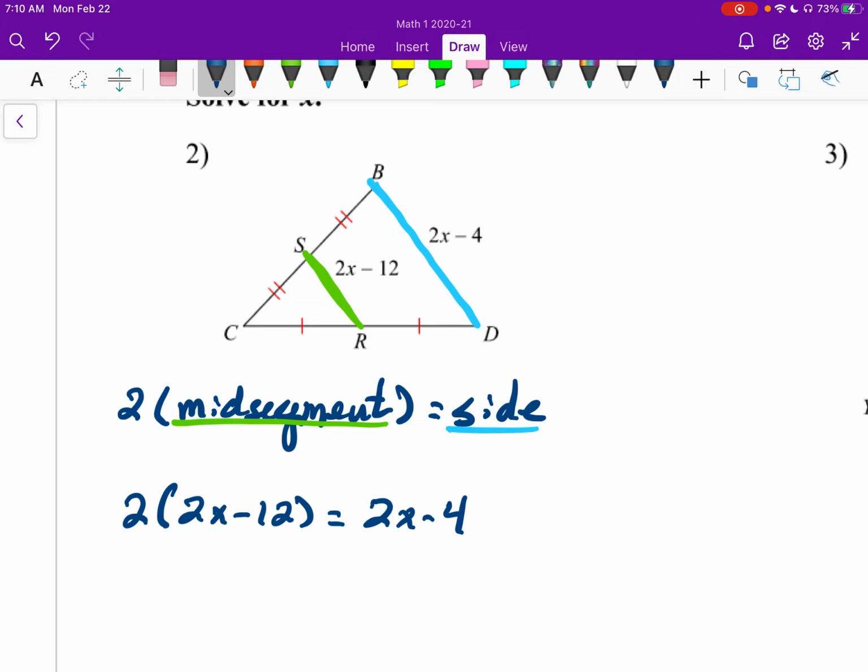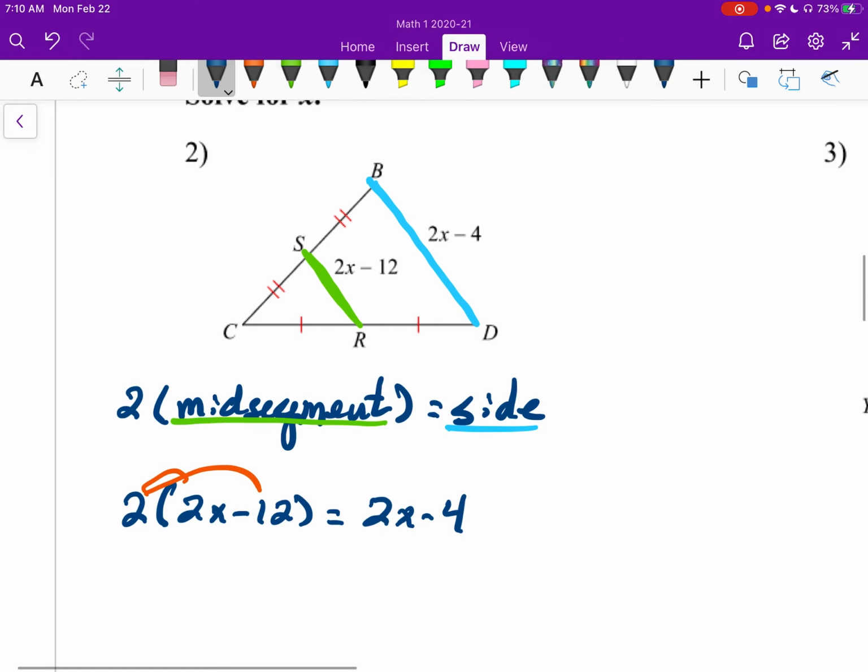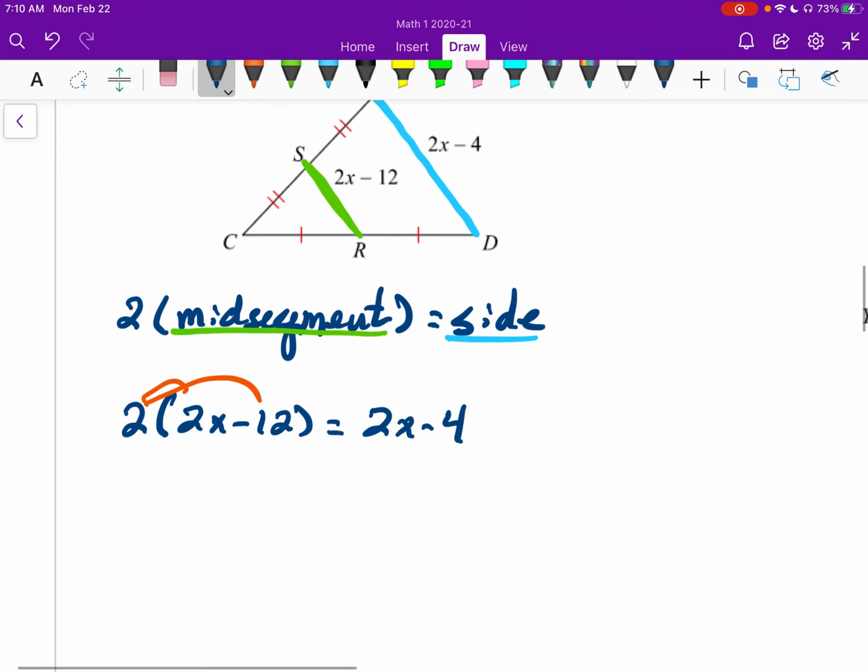Now I think the easiest thing to do here would be to distribute the 2 on the left, right? And before I go on, the new part of this is already done. We've done the new part of it. We've done the geometry piece of it. Now we're just doing algebra. The rest of the problem is just solving. So distributing that 2, I'm going to have, well, 4x minus 24 is 2x minus 4.